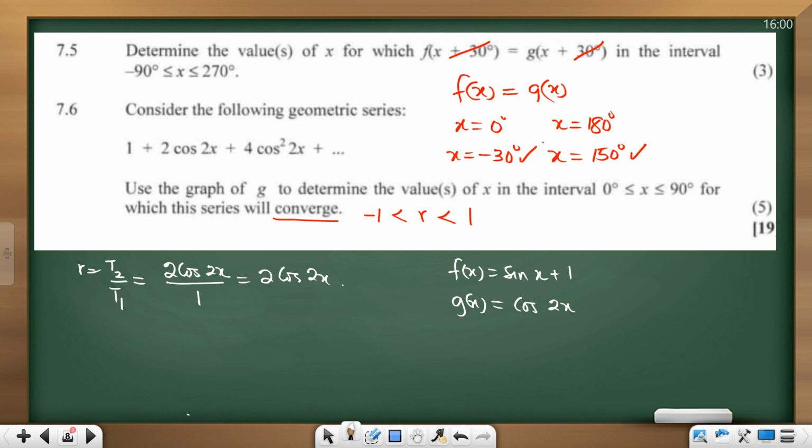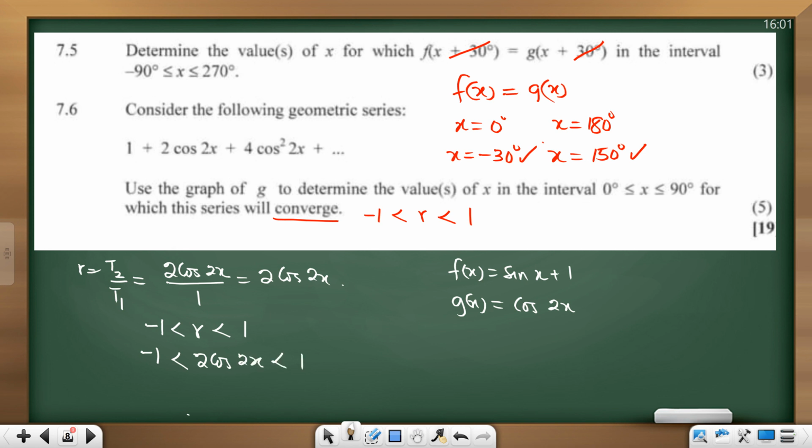Please, the examiner is trying to see, can we put this together? Let's see. What do we have? My rule of convergence is what? Negative 1 less than R less than 1. Make sense? What is my R? Negative 1 less than 2 cos 2x.